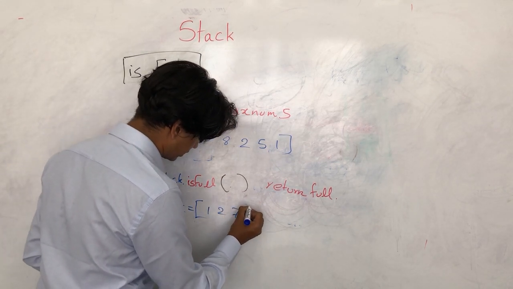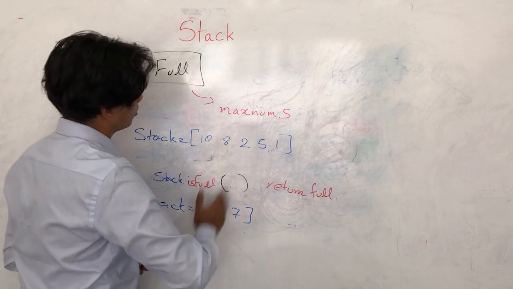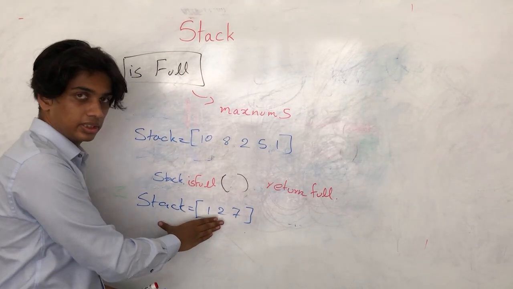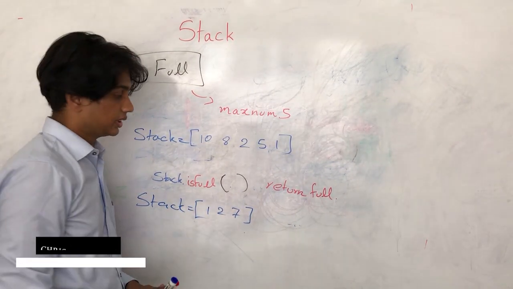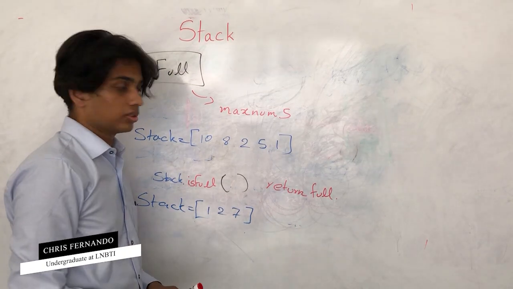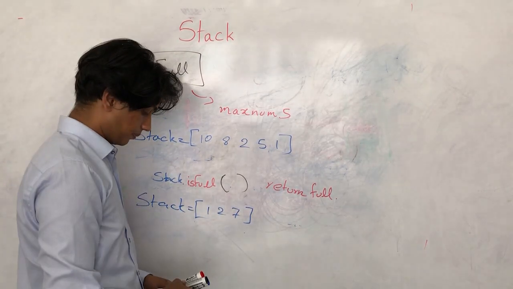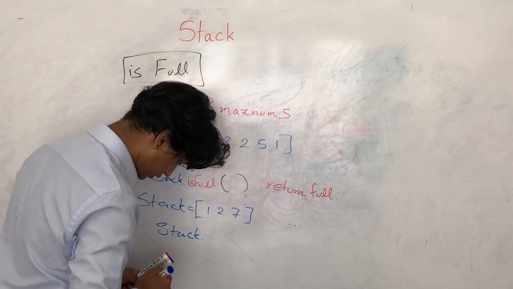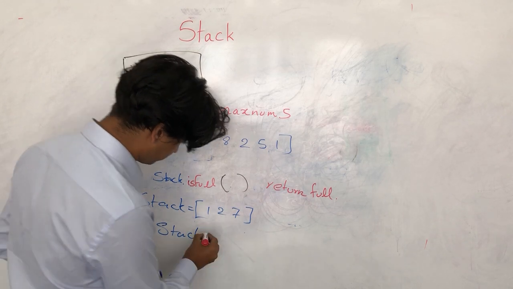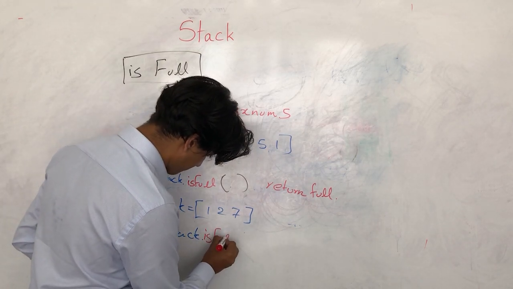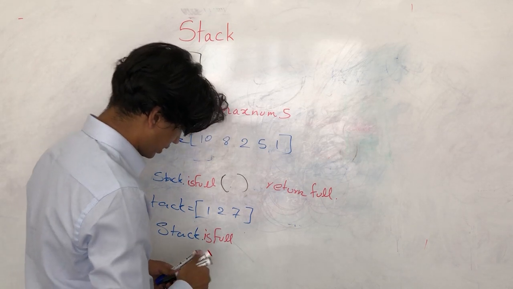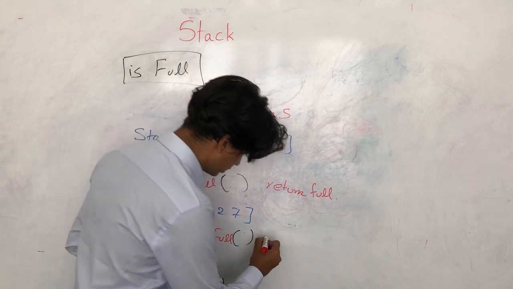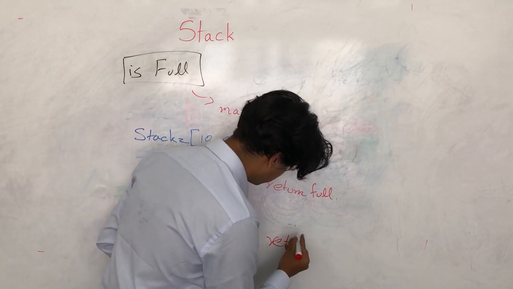Suppose we have a stack with only 3 elements, like the example that I used before, 1, 2 and 7. My maximum number is 5, so with only 3 elements I have 2 slots free for another 2 elements. I'm going to use the same method, stack dot isFull, and now I will have the return value as false.